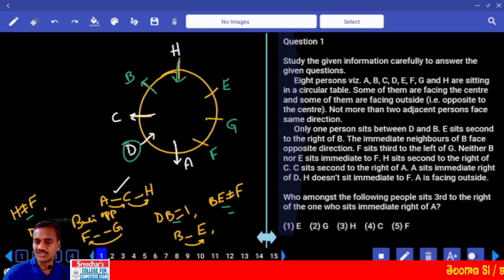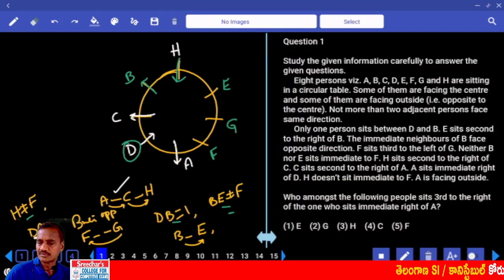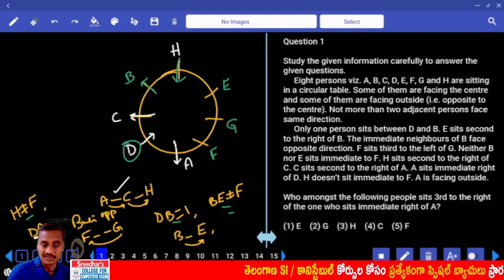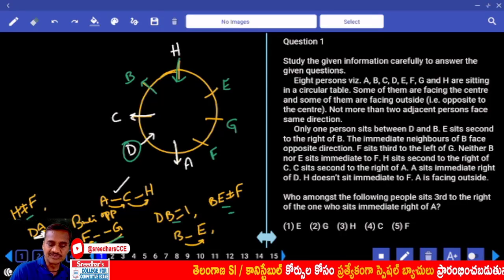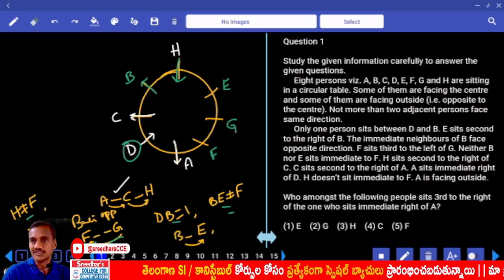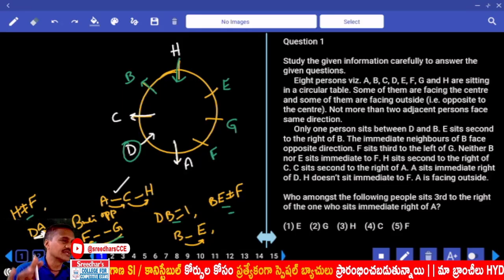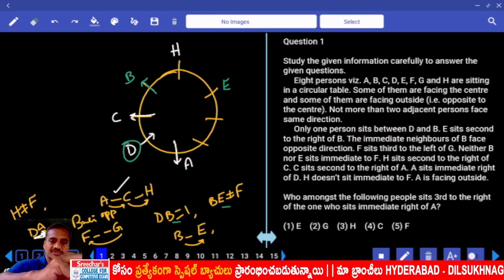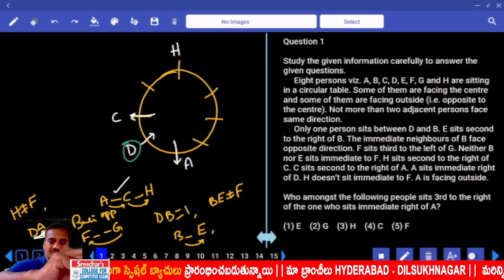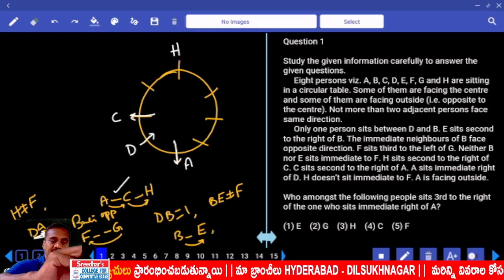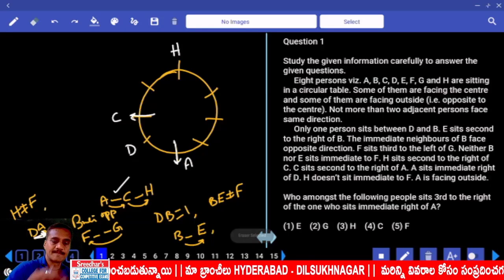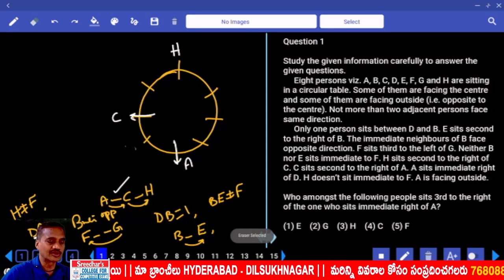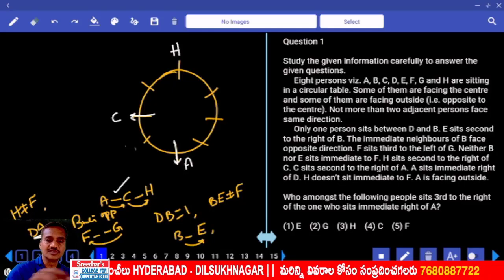Now G, H does not sit immediate to F. And now F is seated outward to the left of G. Isn't it? F is seated outward to the left of G. Here F and G are adjacent to each other, which implies that D cannot be at this place. Are you getting this one or not? And if D cannot be here, then where should this D be? D is to the immediate left hand side of E.